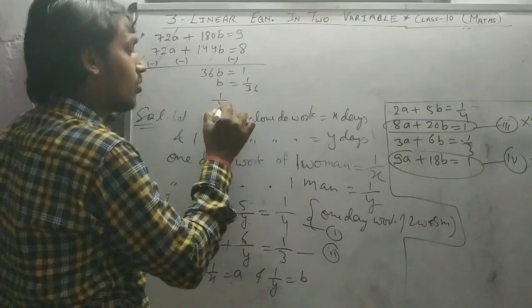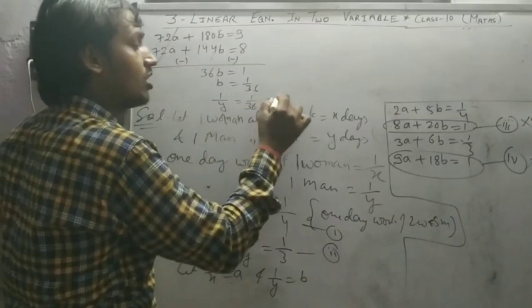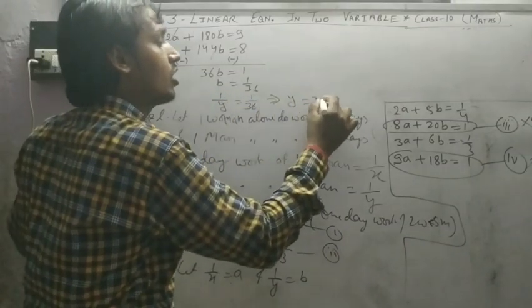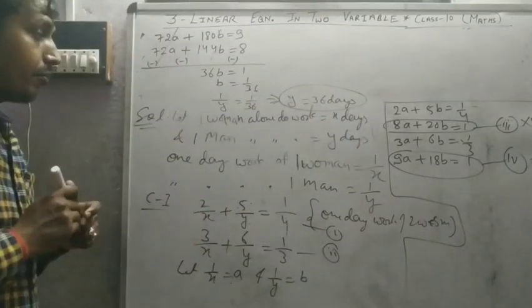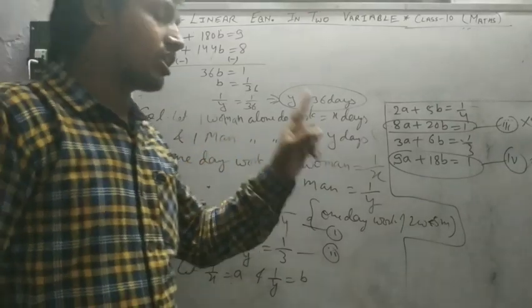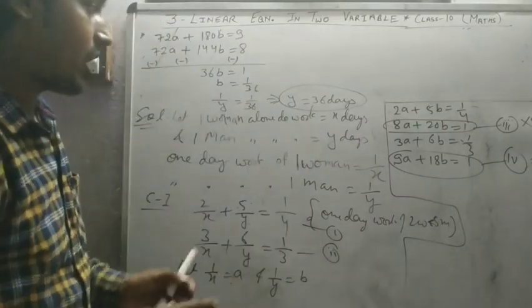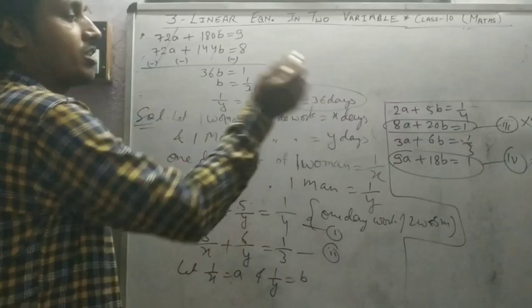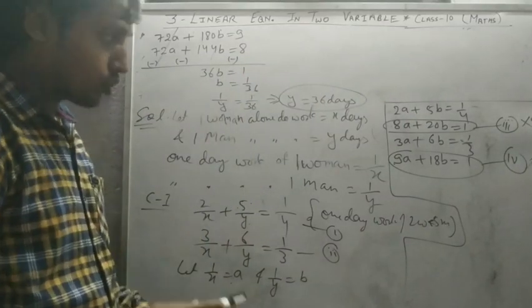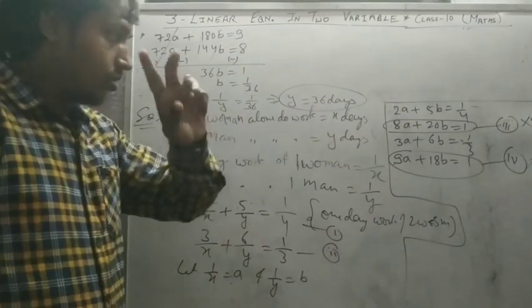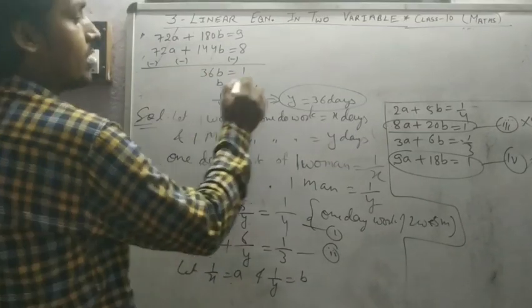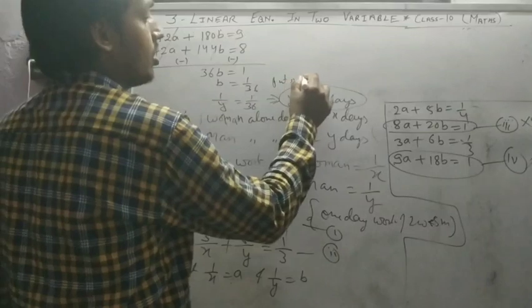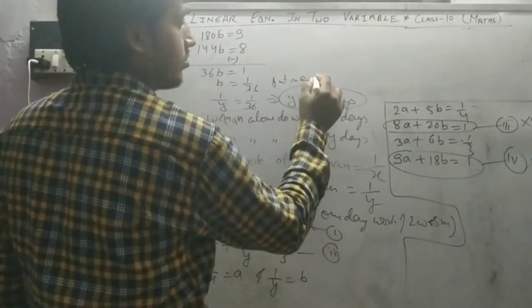b means 1 upon y is equal to 1 upon 36. That means y is equal to 36 days. One man alone can finish the work in 36 days. But the question wants it for both man and woman. So put the value of b in equation fourth.